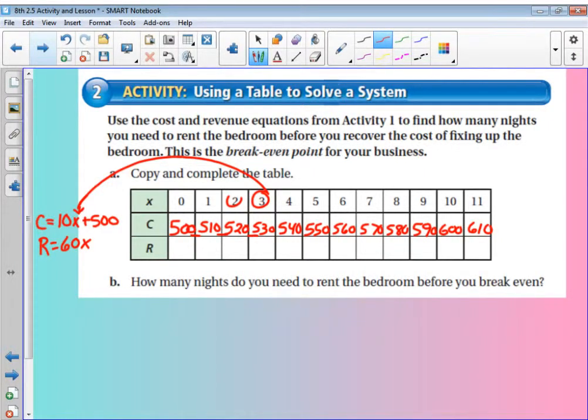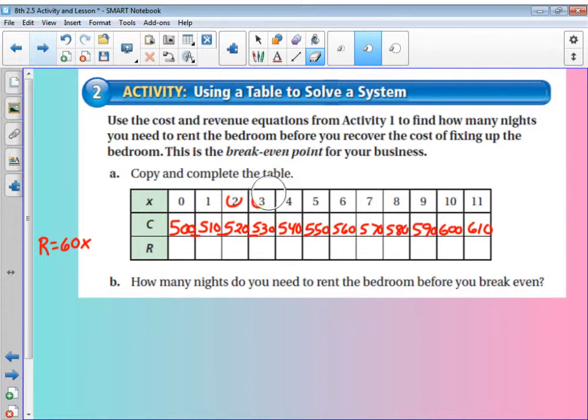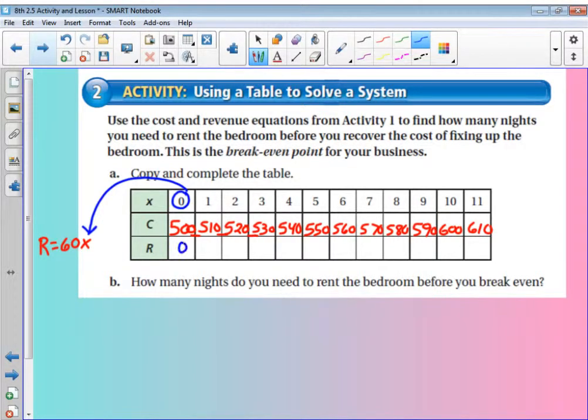Okay, so now our revenue equation, I'm gonna erase this off just so that I can do the same concept that I did with the first one. In our revenue equation, we're gonna go ahead and substitute in, once again, our X for where X is there. So if we had somebody stay 0 nights, obviously we're not getting any income. So 60 times 0 is going to give us 0. Okay, so now we're gonna go ahead and plug in our 1. So 60 times 1 is 60.